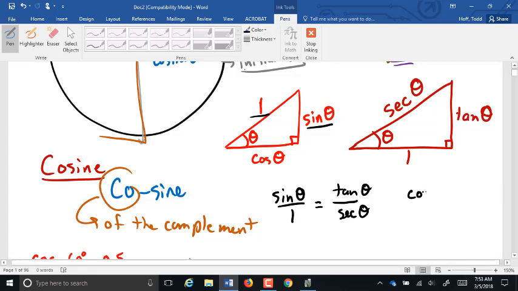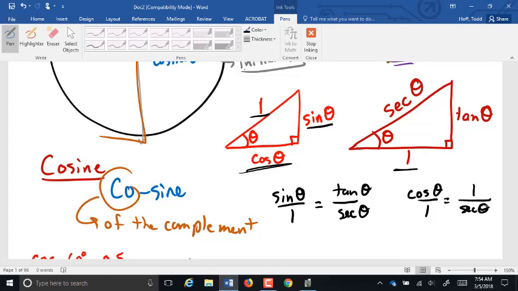We can look at the cosine, comparing it to 1. What side of the other triangle corresponds to the cosine? Here's cosine, and in the other triangle, that would be the 1, right? What side corresponds to the 1? Well, that's still the secant. The cosine of an angle is equal to 1 divided by the secant of that angle. So the reciprocals. That's a very important one. We're going to look at that one a lot.